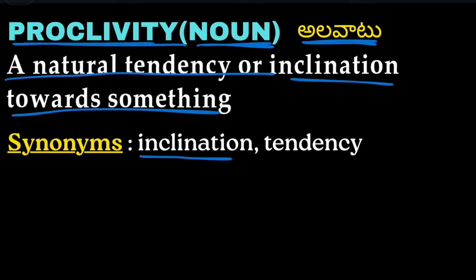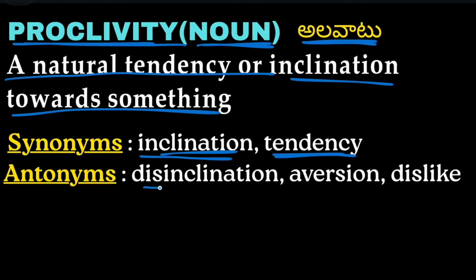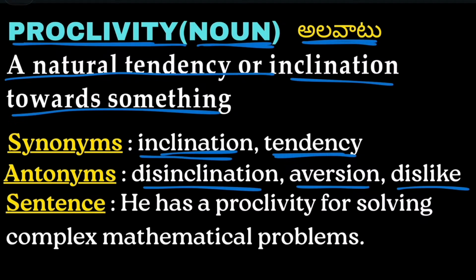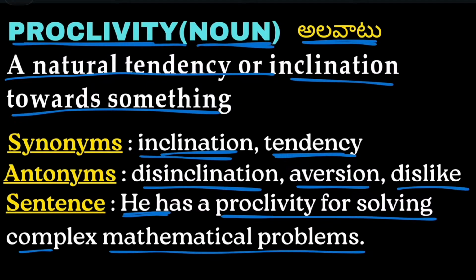Synonyms are inclination, tendency. Inclination and tendency are the synonyms of proclivity. Whereas moving on to the antonyms, we have disinclination, aversion, and dislike. Disinclination, aversion, and dislike are the antonyms of proclivity. Example: He has a proclivity for solving complex mathematical problems. It means he has an ability or natural tendency for solving complex mathematical problems.